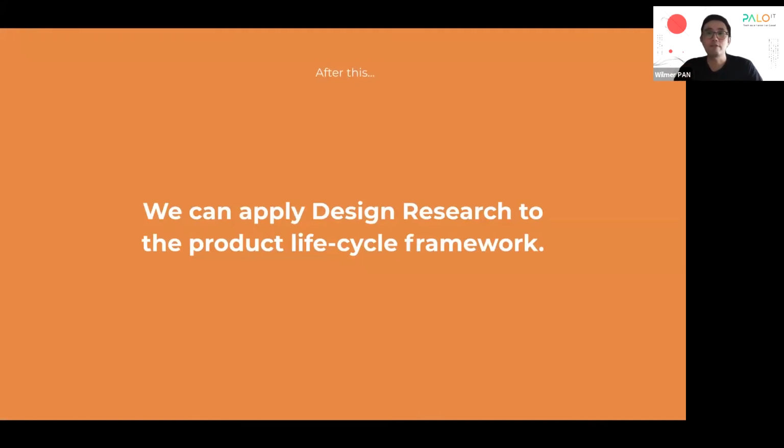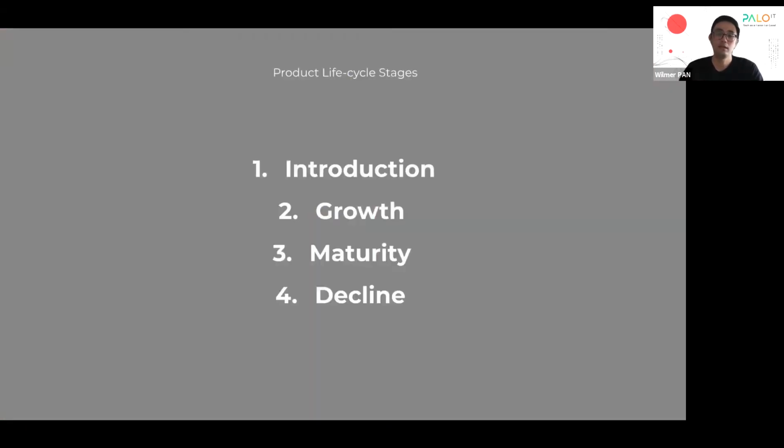Now that you have some understanding of how design research can work with the design thinking process, we can apply this approach to the product lifecycle framework. In short, there are 4 product life cycles, namely introduction, growth, maturity, and decline. Due to the lack of time, I will not explain each of the 4 product life cycles in detail, but you can read about them via a link which I have provided at the end of this session.